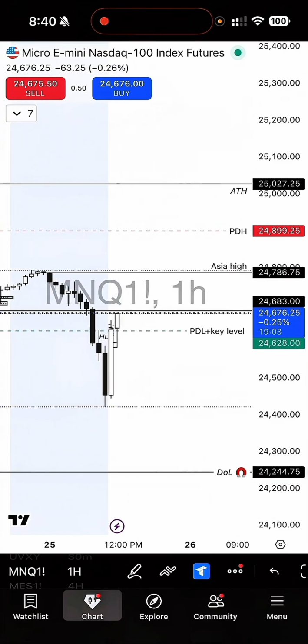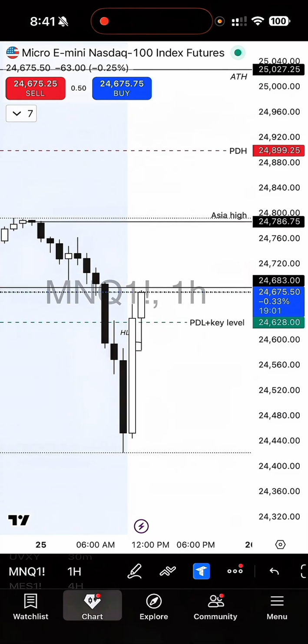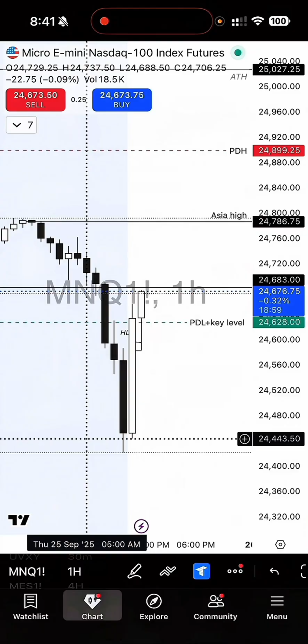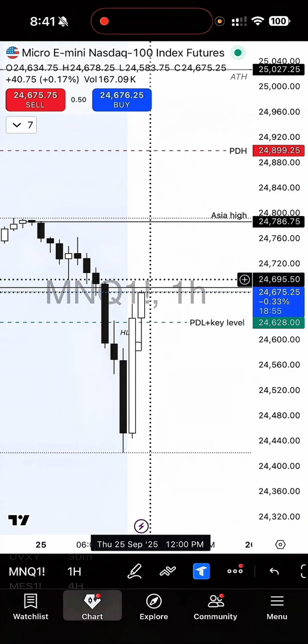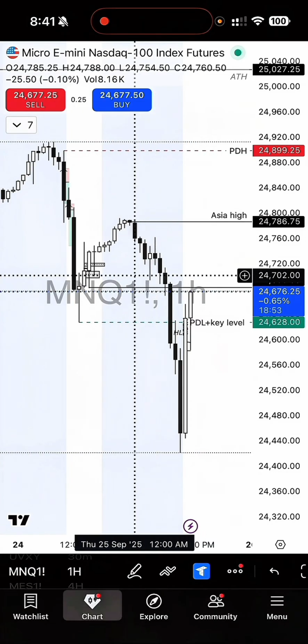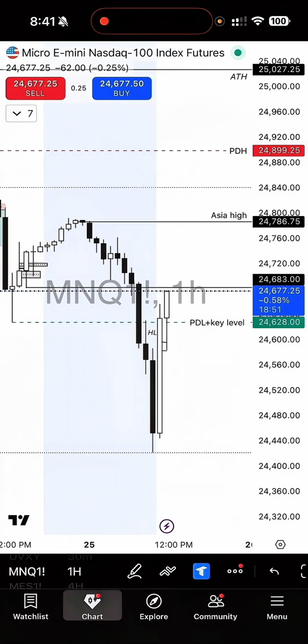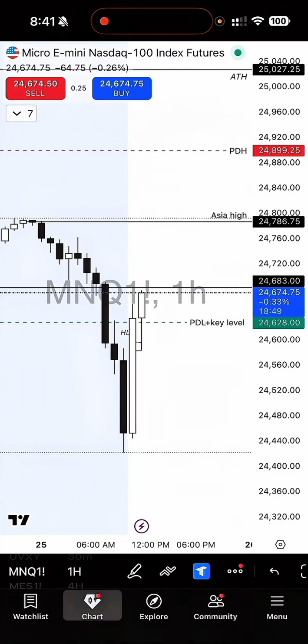So is it worth it? It's okay to not take a trade in one day, or just call it a day. So we are testing this area. This could just grab liquidity from this area and then pull back. That's why I'm just going to call it a day, but this was the trade recap for today.